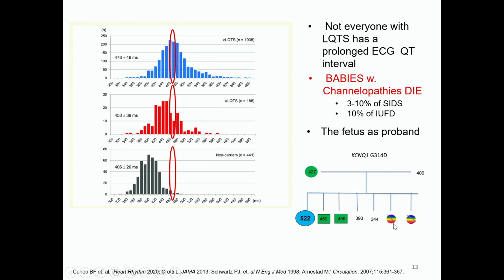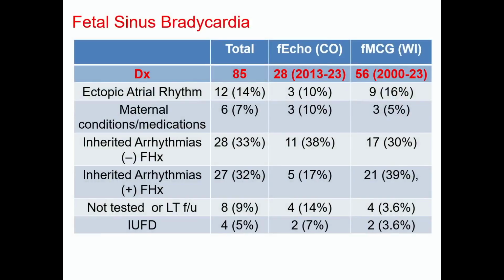Two of the stillbirths also were affected, and then two of the little girl's brothers also had long QT syndrome. Again, not very long QTs at all. So we then were interested in saying, well, what else can you get with fetal bradycardia?